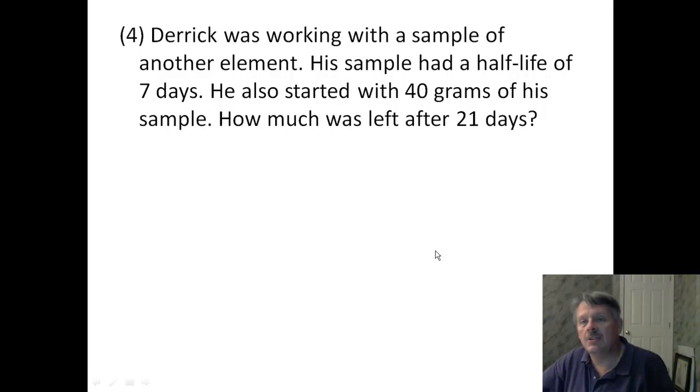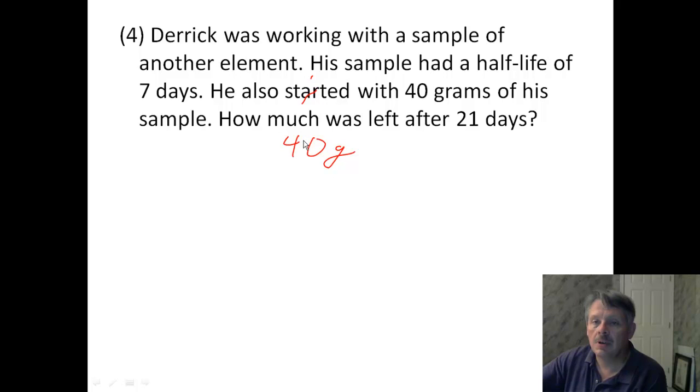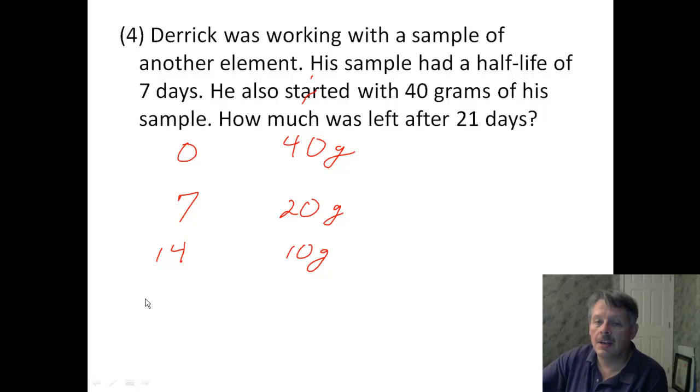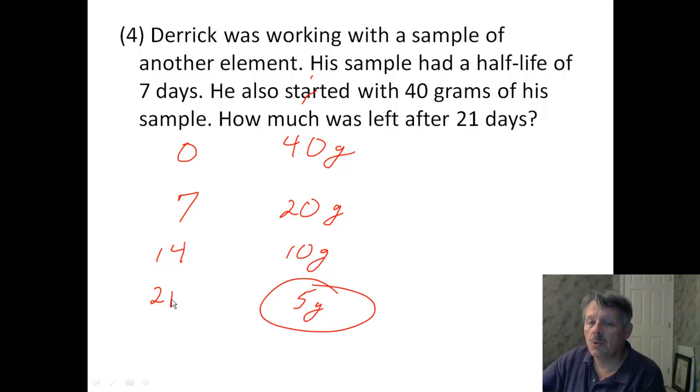Now Derek has a different substance. His sample has a half-life of 7 days. He also starts with 40 grams, at time 0. But what happens after 7 days? Well, he's lost half of it. It's decayed. And in 7 more days, another half of it is gone. And in another 7 days, another half of it is gone. And you'll notice we've now hit the 21 days, which tells us he only has 5 grams left of the substance.